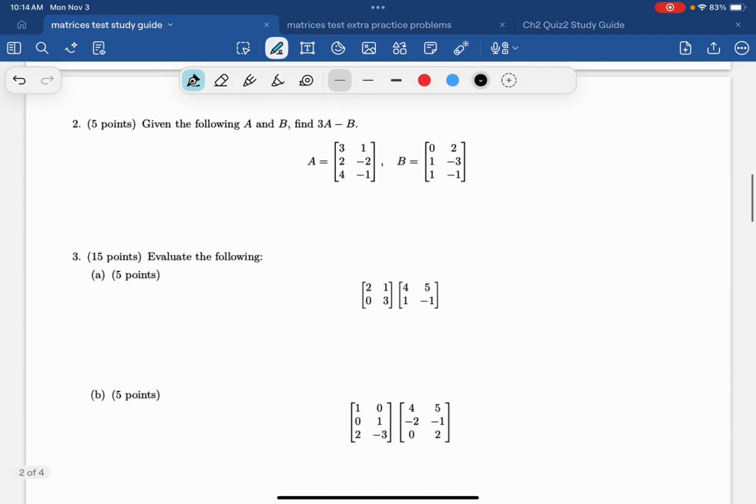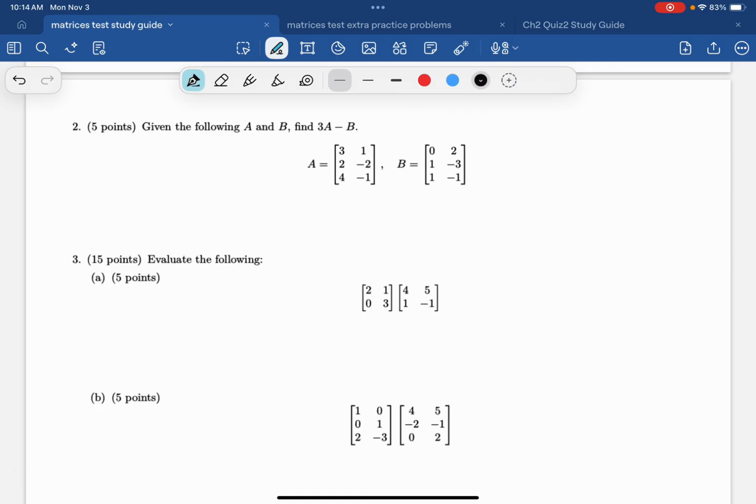Next question. Okay, here we have a simple matrix addition problem. So that's very easy. We just multiply A by 3 and then subtract B. So maybe to make this a little more explicit, I can multiply A by 3. That will also reduce some errors, right? So 9, 3, 6, minus 6, 12, minus 3. And then I just subtract B.